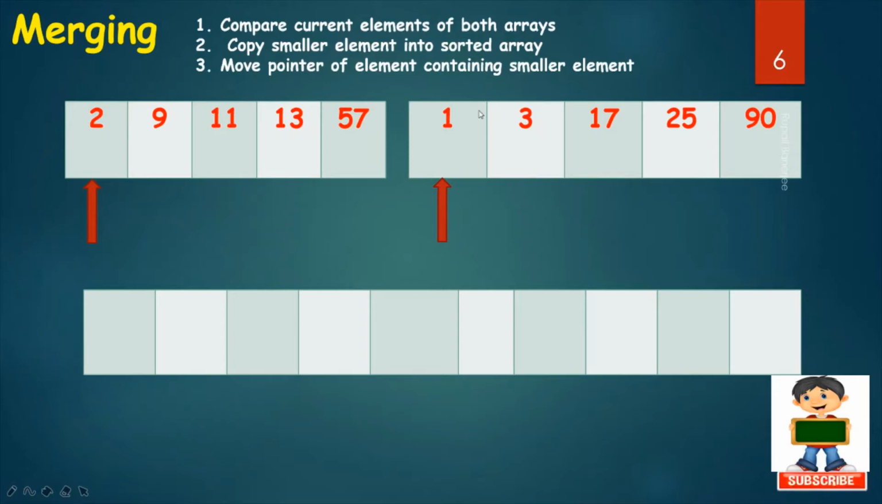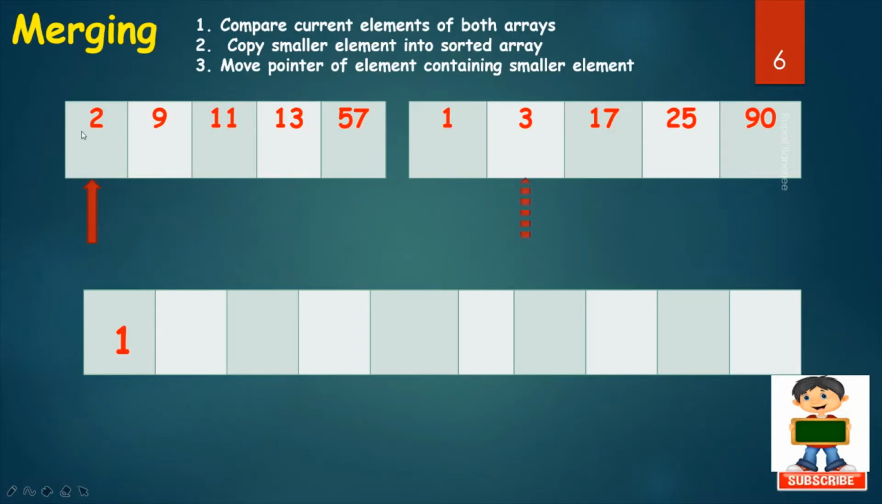Then which one is smaller? Copy the smaller element into the sorted array. So which one is smaller? 1 is smaller. So copy the smaller element into the sorted array. Finally, we get the sorted list here. So copy the smaller element, then move the pointer of the array containing the smaller element. 1 is smaller, so you have to move this pointer. After copying, you have to move this pointer.